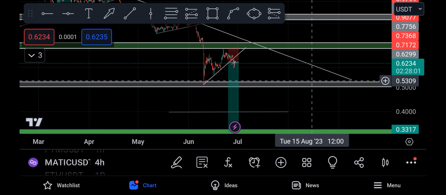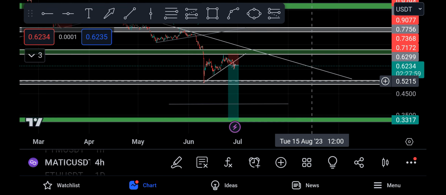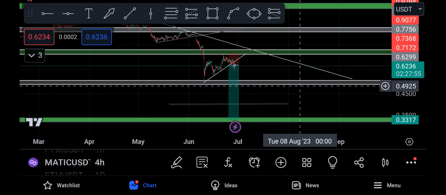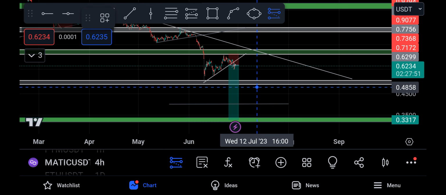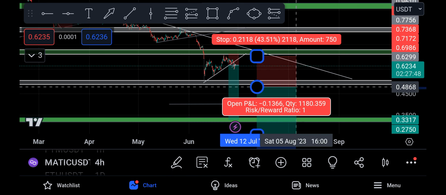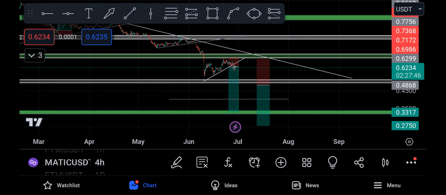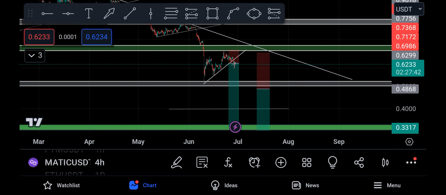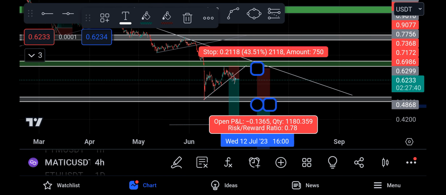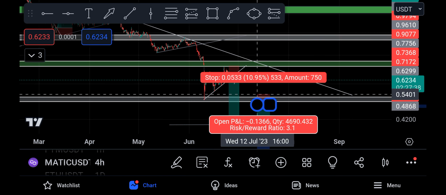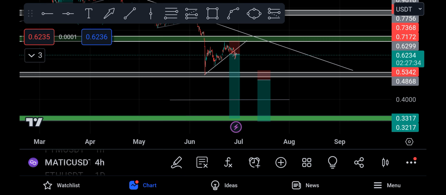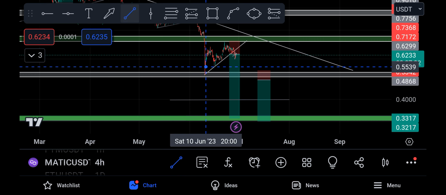What's this zone here? And then if we break it, I might have another entry here. That is if we break it and make a retest. If we break it and retest, I'll use my entry approach to have another entry here that will take me down all the way to this green bar. We have something like this. We have to break below here first. You understand?